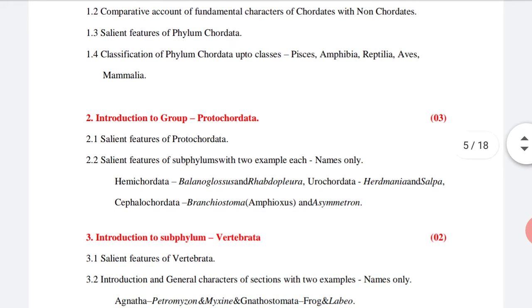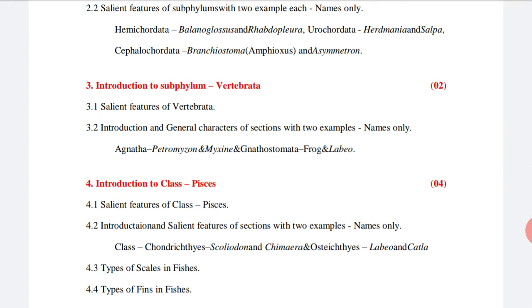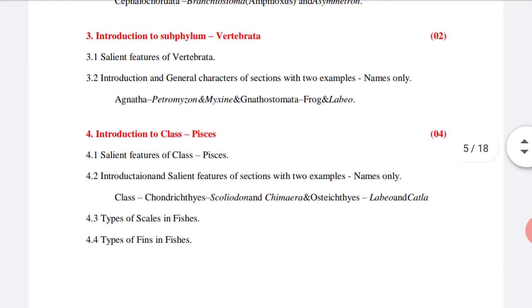In second chapter, two topics. First topic is salient features of Protochordata. Second topic is salient features of subphylums with two examples: Hemichordata and Cephalochordata, Urochordata. In chapter 3rd, Introduction to Subphylum Vertebrata, we see salient features of vertebrata. Second topic is introduction and general characters of sections with two examples: Agnatha and Gnathostomata.